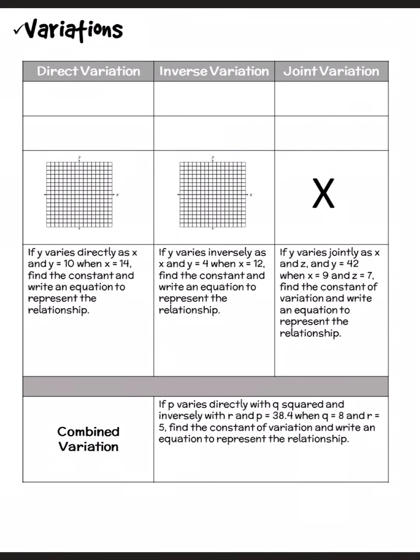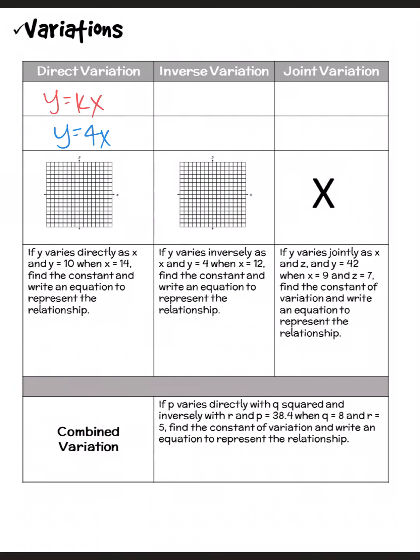This is just a little variation cheat sheet. So we're going to fill it in for each kind of variation. So direct variation, we know that is our y equals k times x. And an example of that would be y equals 4x. Remember, k is just our constant, it's just a number.